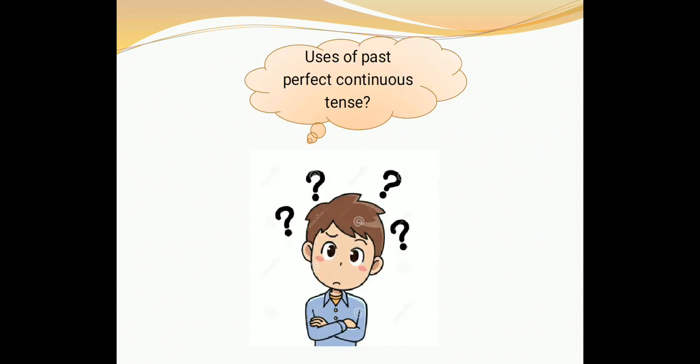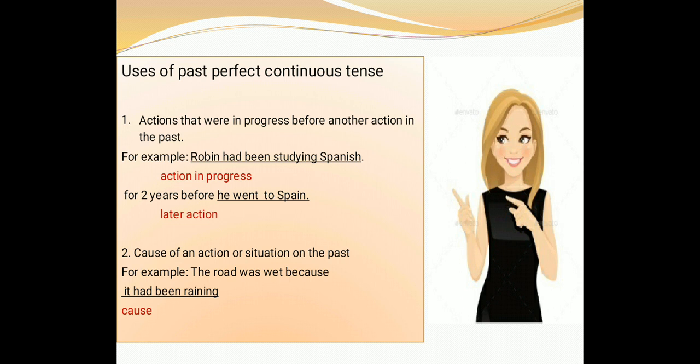Now it's time to ask the question, what are its uses? The main use of the past perfect continuous tense is to express an action or situation that was ongoing before another action or situation in the past. For example, Robin had been studying Spanish for 2 years before he went to Spain. The first part of the sentence, Robin had been studying Spanish, happened and was ongoing before he went to Spain. So, this action is in the past perfect continuous tense and the action that happened later is in the past simple tense.